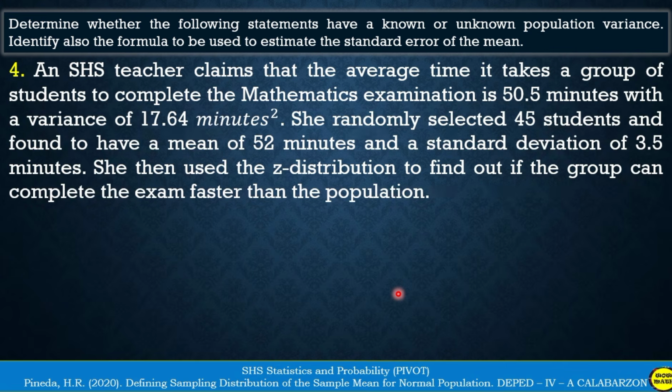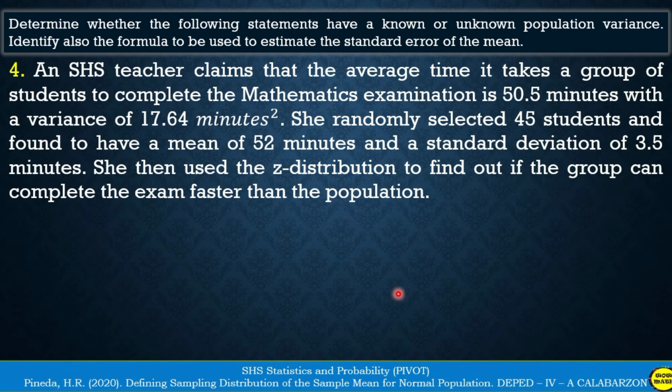Okay, number 4. A senior high school teacher claims that the average time it takes a group of students to complete the mathematics examination is 50.5 minutes with a variance of 17.64 square minutes. She randomly selected 45 students and found a mean of 52 minutes and a standard deviation of 3.5 minutes. She then used the Z distribution to find out if the group can complete the exam faster than the population. So what do you think, class? Is the population variance known or unknown?